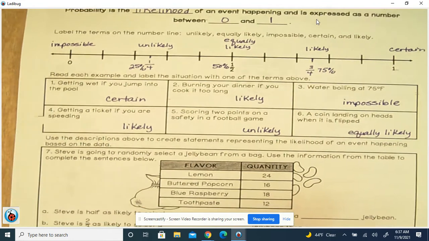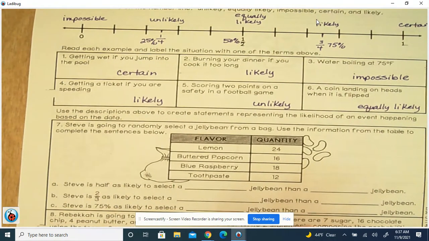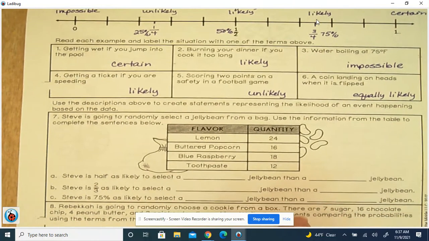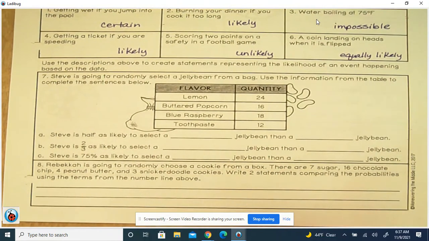All right. Use the descriptions above to create statements representing the likelihood of an event happening based on the data. Steve is going to randomly select a jelly bean from a bag. Use the information from the table to complete the sentences below. Steve is half as likely to select blank jelly beans than a blank jelly bean.